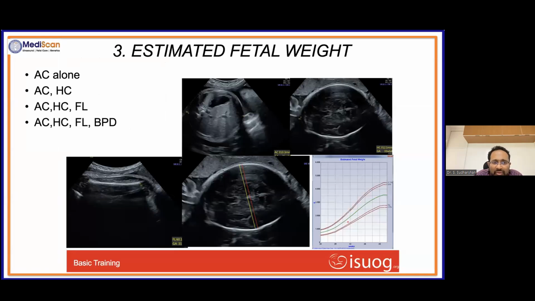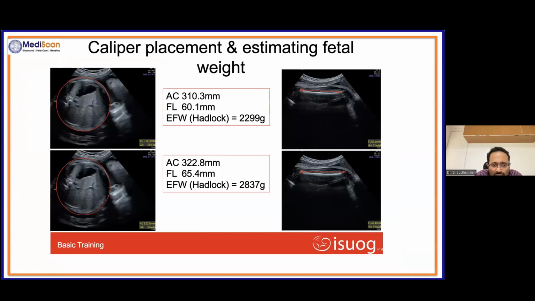So to see if we could have a parameter better than the AC, the estimated fetal weight, which was calculated using multiple parameters, was used. But with respect to estimated fetal weight, there are very, very significant challenges in measurement, especially in late 3rd trimester, say at 37 to 38 weeks. At that point of time, even a small change in the caliper placement can result in an EFW variation of close to even 500 grams.